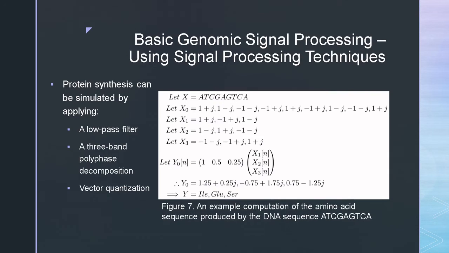Protein synthesis can therefore be simulated by applying a low-pass filter followed by a three-band polyphase decomposition to collect the nucleotide triplets that make up the amino acids, and finally a vector quantization in which the three polyphase components are summed together after each being multiplied by some scalar values.